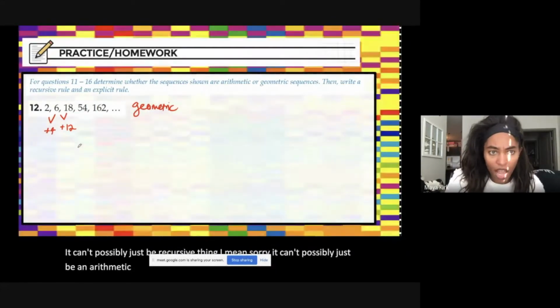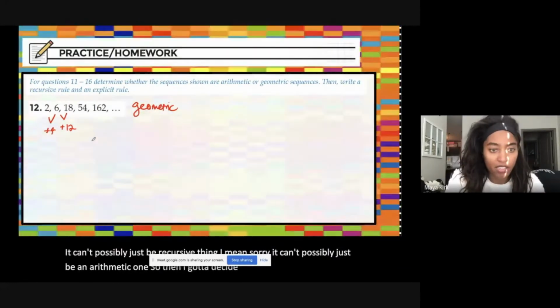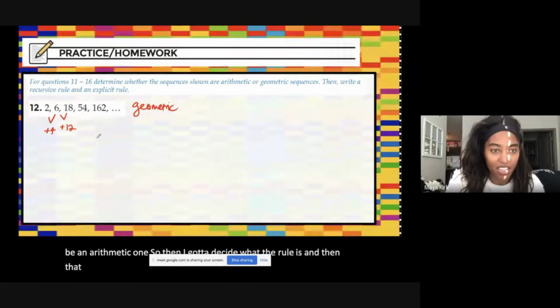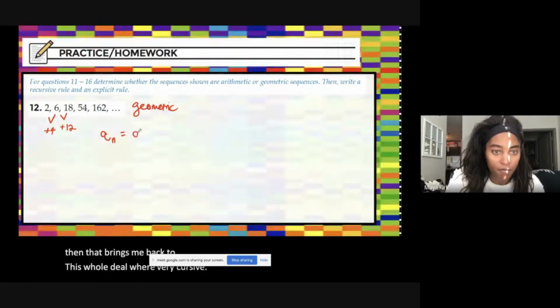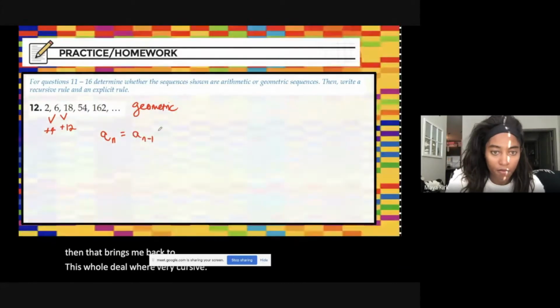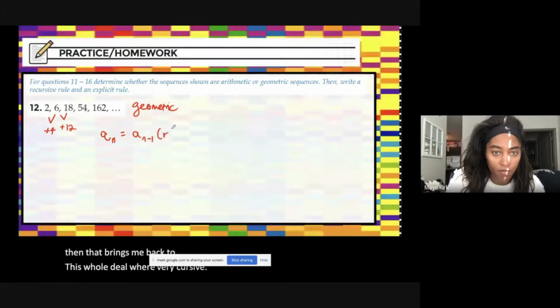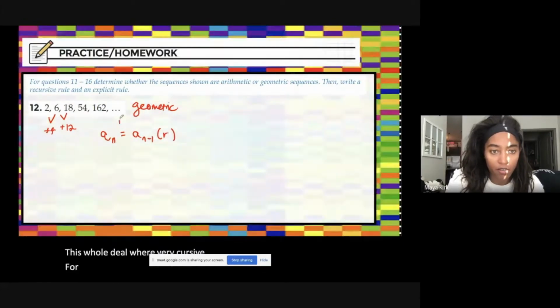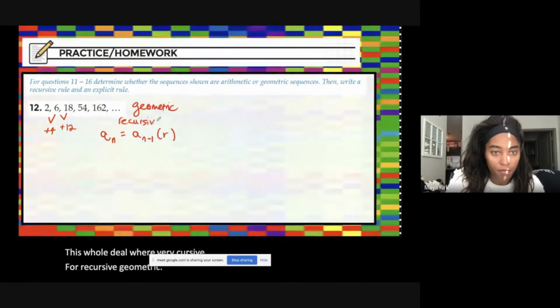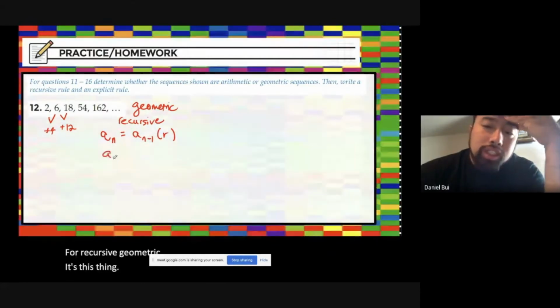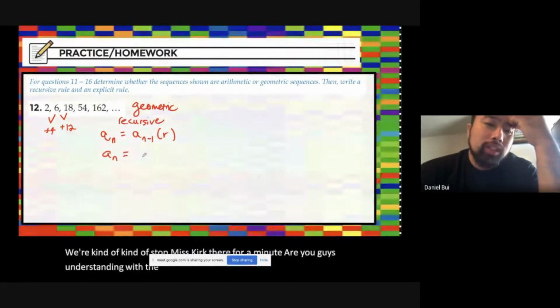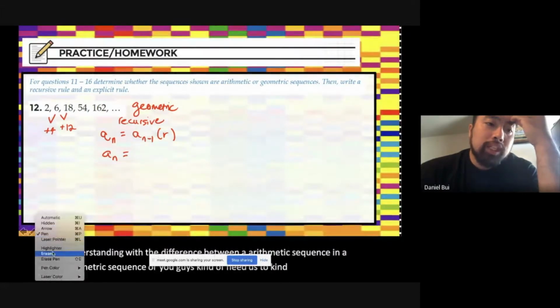So then I have to decide what the rule is, and that brings me back to this whole deal where for recursive, geometric, it's this thing. Let me stop there for a minute. Are you guys understanding the difference between an arithmetic sequence and a geometric sequence, or do you kind of need me to explain it a little bit more in detail? Kind of, sort of.